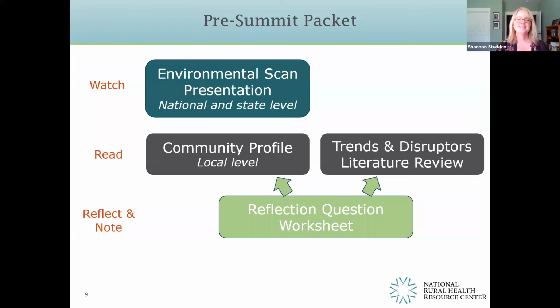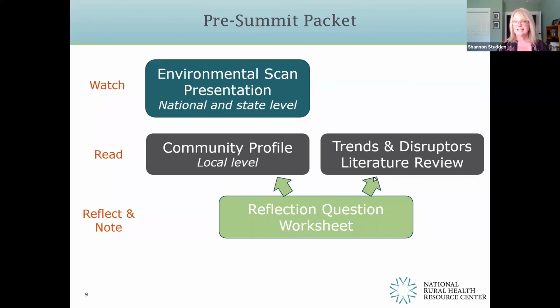Okay, so again, just diving a little bit into what you can expect in the pre-summit packet. The intent is to let us get any work that could be done on an individual basis scheduled outside of our summit time, and then to use our time together to really dig into the material and have some good discussions.